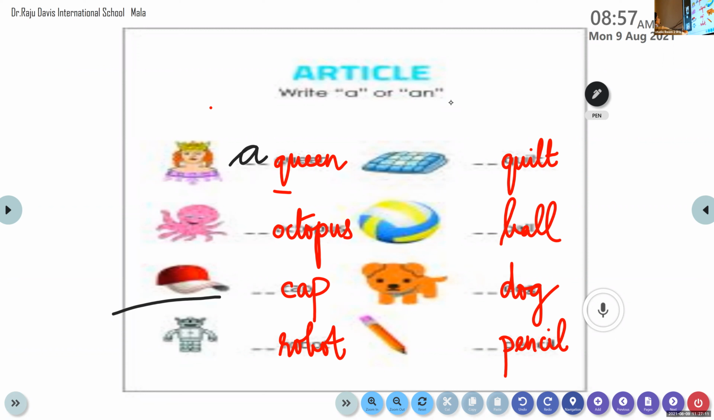Anushka, are you there? Yes, read the question. Second question. What's the second question? Have you seen this creature anywhere? What do we call this creature? It's a sea animal. Yes, octopus. Very good. Octopus begins with a letter. Is it a vowel or a consonant? Vowel letter. So what do we have to do here? Whether we have to insert an. Very good. We have to use an before the word. Fantastic.